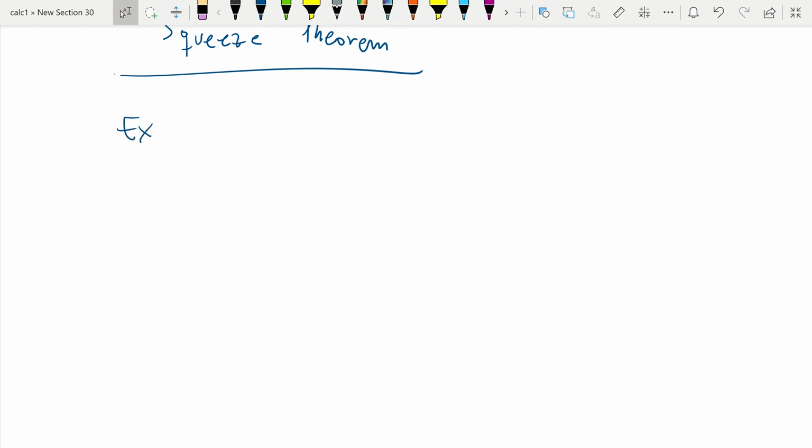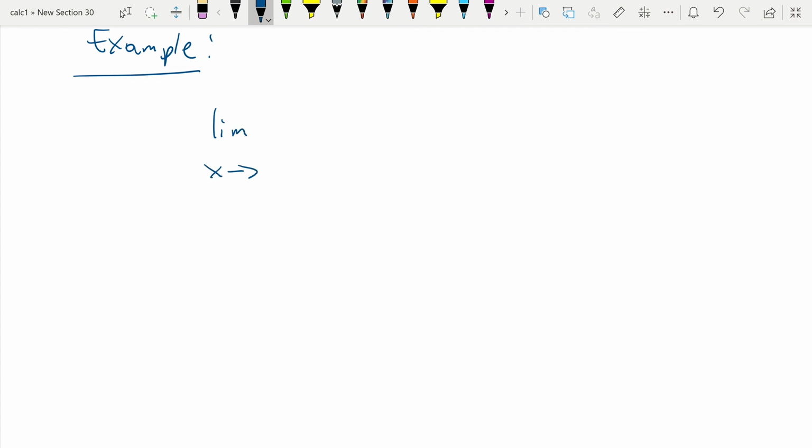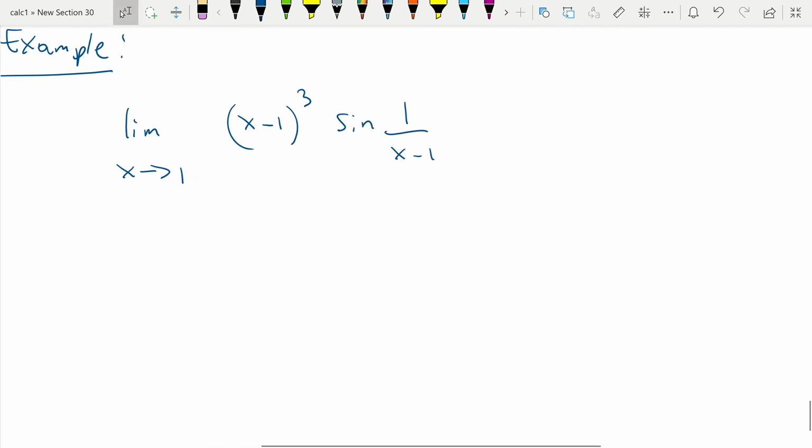Okay, so I'll just give you an example. Suppose we want to find out what is the limit when x approaches 1 of (x minus 1) to the cube times sine of 1 over x minus 1. This is equal to what?